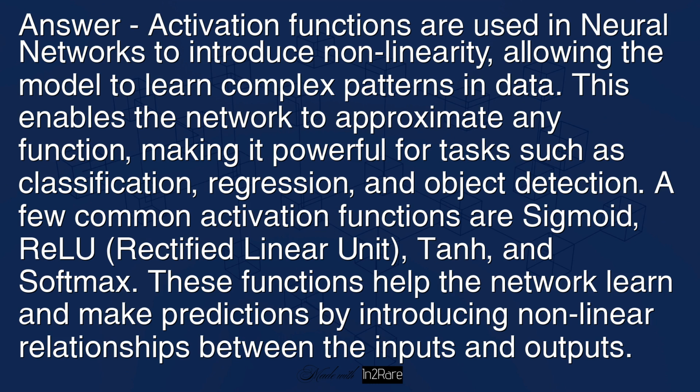This enables the network to approximate any function, making it powerful for tasks such as classification, regression, and object detection. A few common activation functions are sigmoid, ReLU (rectified linear unit), tanh, and softmax. These functions help the network learn and make predictions by introducing nonlinear relationships between the inputs and outputs.